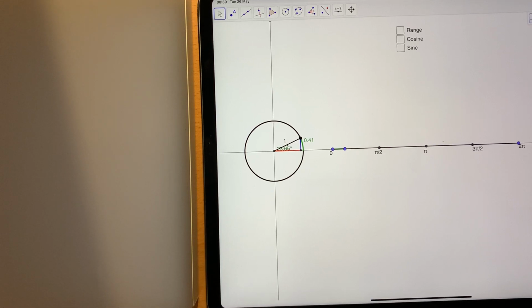Hi, I'm Mr. Huber, and in this video I would like to show you how to draw a sine and a cosine curve onto a sheet.